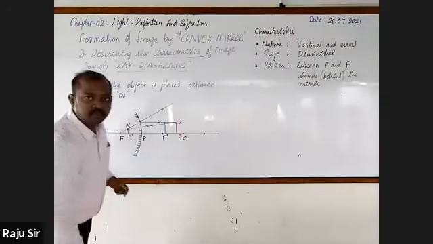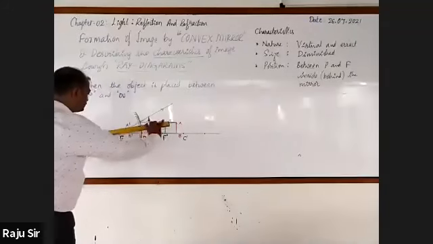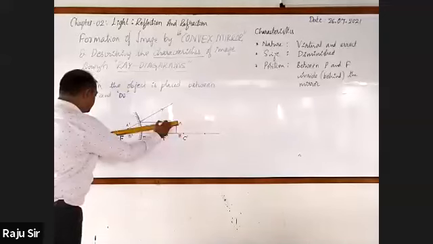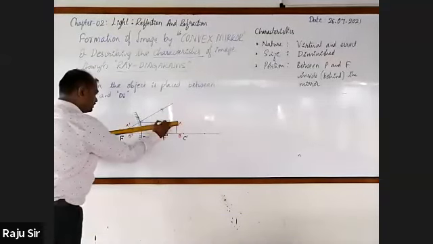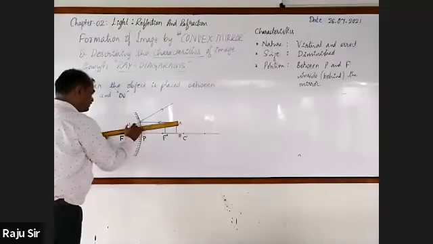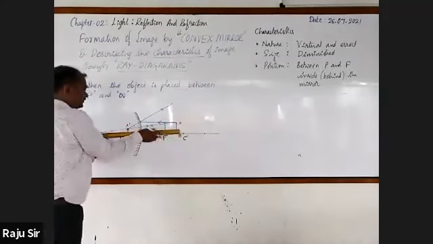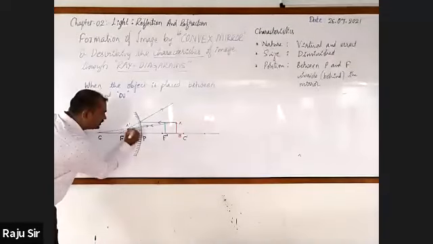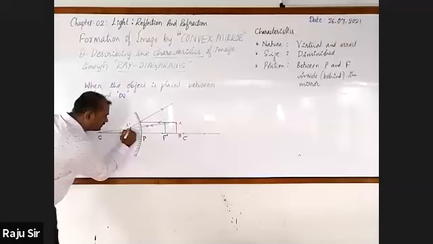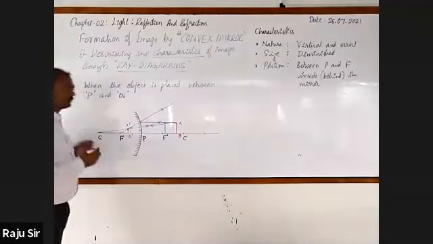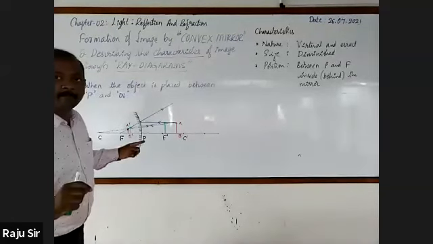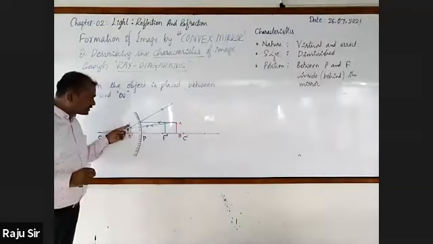And another ray of light coming from the object is incident on the mirror in the direction of the center of curvature. Now, if you notice, these rays will intersect at this point. Got it? Can you all see? Yes, sir. Observe this green line.